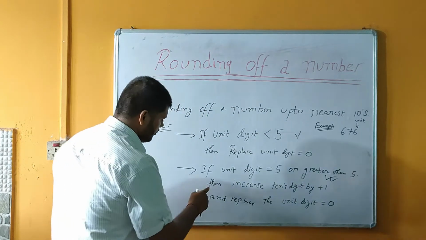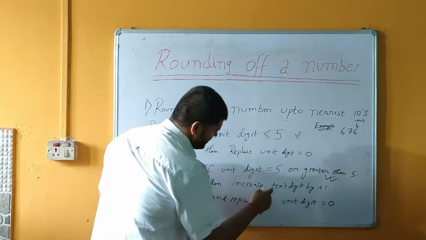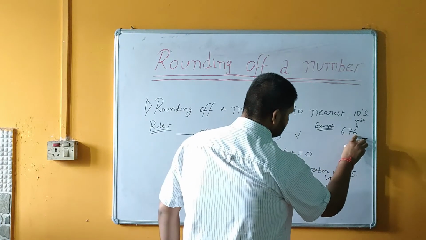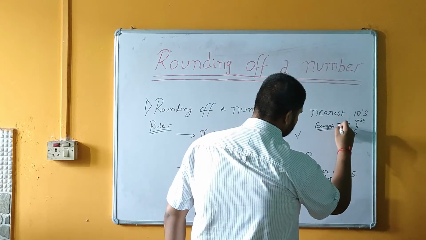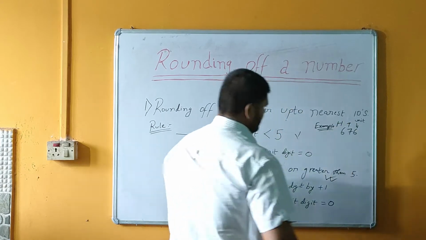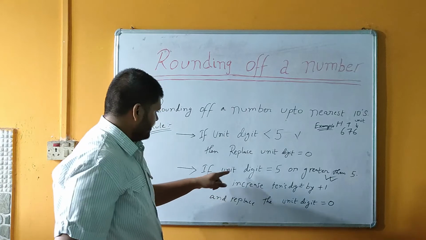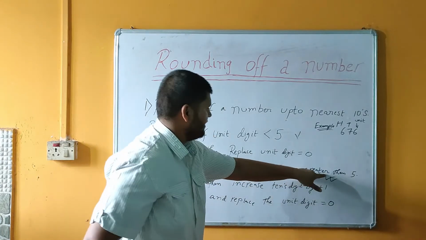So what is written over here? Then increase tens digit by plus 1. We know that this is the unit digit, this is tens, and this is the 100 digit. Here it is telling that if the condition is satisfied, then the unit digit.